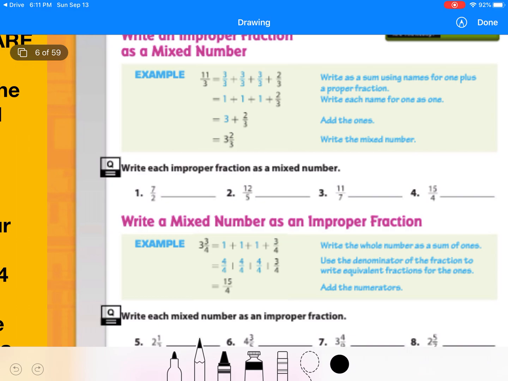Alright, so for example, 11 over 3 equals 3 over 3 plus 3 over 3 plus 3 over 3 plus 2 over 3. Okay, so we have the numerator over the denominator. So the numerator is the number on top, if it will let me write.